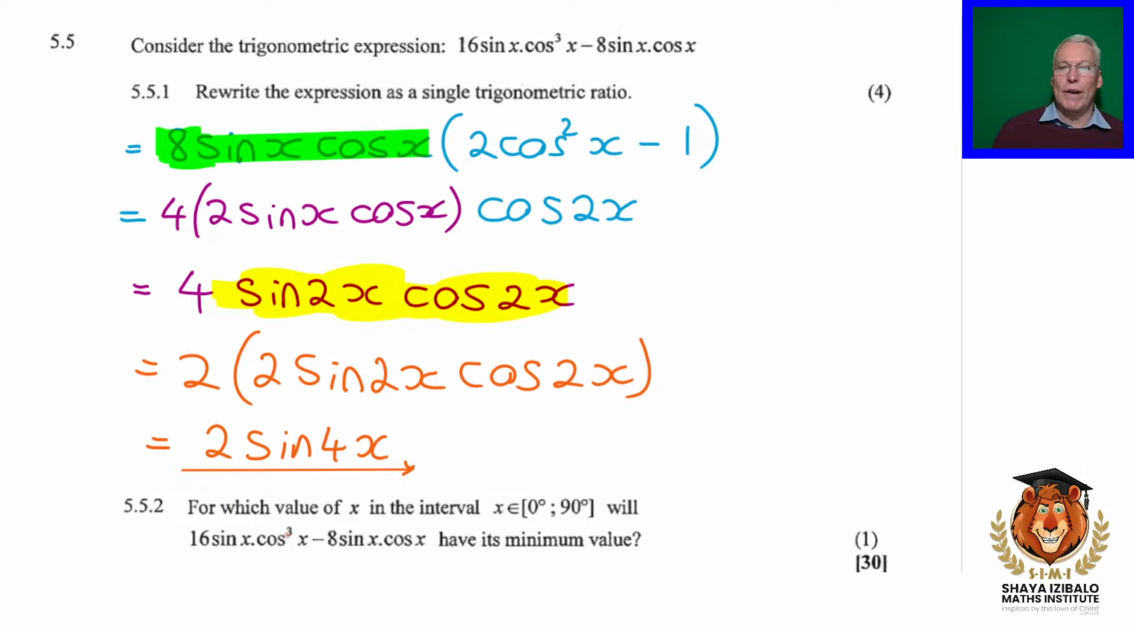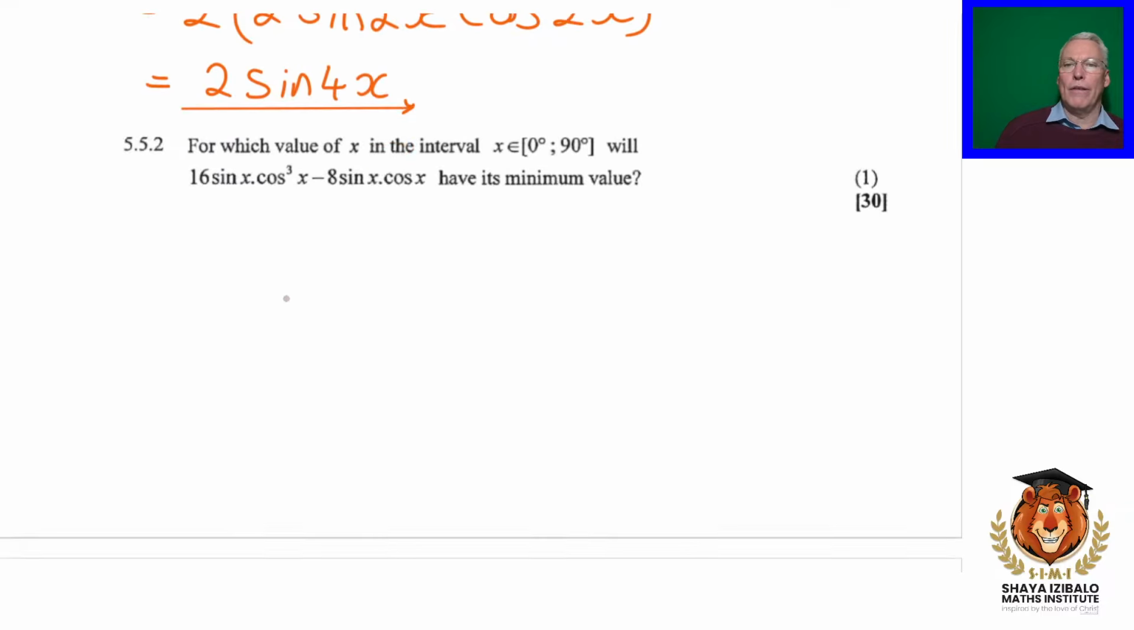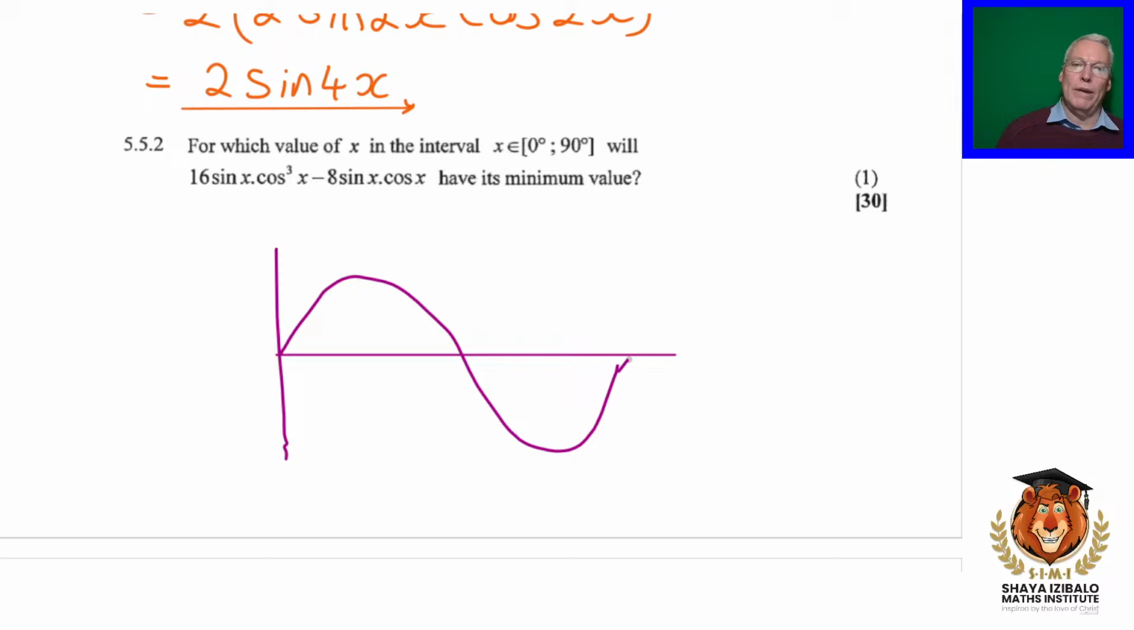Then it says, for which value of x between 0 and 90 will this thing have its minimum value? And obviously the place to look is, what's the minimum value that sine ever has? We know that. The minimum value sine ever has is at -1.